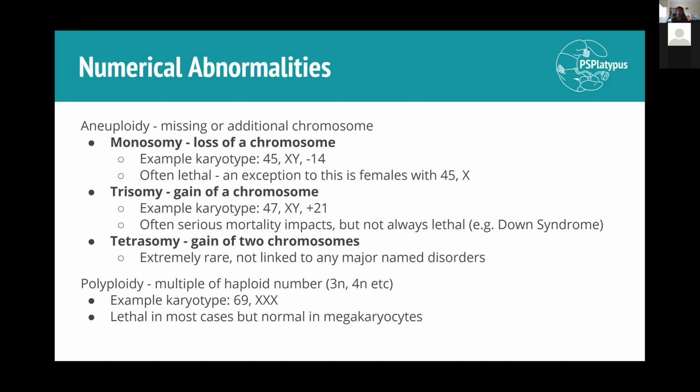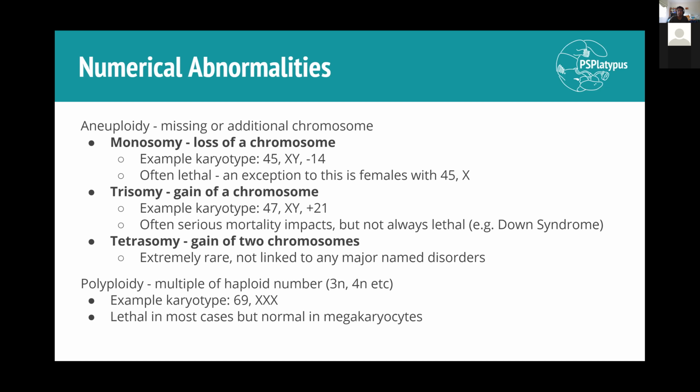Trisomy is when we have 3 chromosomes instead of 2. So an example karyotype, we have 47 XY, this is a male, plus 21. If you know about trisomy at all, you might be able to identify that as Down syndrome. We can often have very serious mortality impacts, so there are really extreme levels of infant mortality among people with trisomy. But Down syndrome is actually an exception. It's well known because it's not as lethal. Infants with trisomy 21, Down syndrome, have more chance of living, basically.